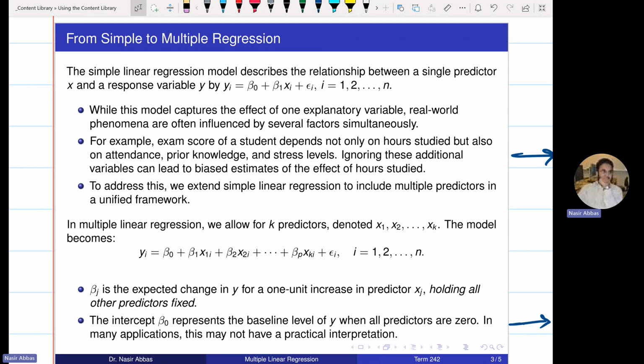For example, the exam scores of a student depend not only on the hours studied, but also upon the attendance, the prior knowledge of the course, the stress level, number of credit hours you are taking in this semester, your IQ, and many other things. So ignoring these additional variables can give you biased results, bad results. To address this, we extend the simple linear regression to include multiple predictors in a single model. And that multiple linear regression model, where we allow for the k predictors denoted by x1, x2, all the way up to xk, is written as this one.